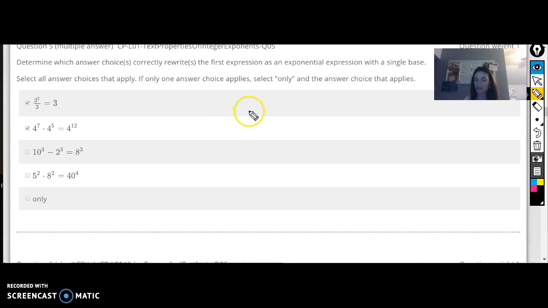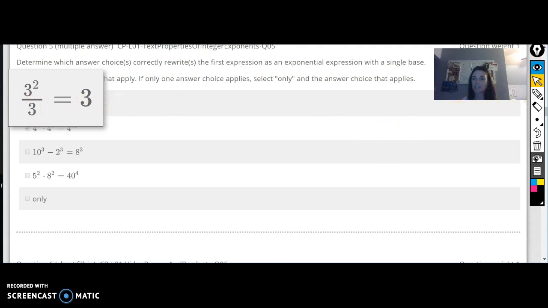So the first one that we have is 3 squared over 3. If you'll remember that division property of exponents, when I have the same base, I can subtract the exponent in the denominator from the exponent in the numerator. And this exponent, let's go ahead and expand it, pop it out so you can see it. There's actually an implied 1 right here. So this becomes 3 to the 2 minus 1, which is 3 to the 1, which is simply 3. So this is a true statement.